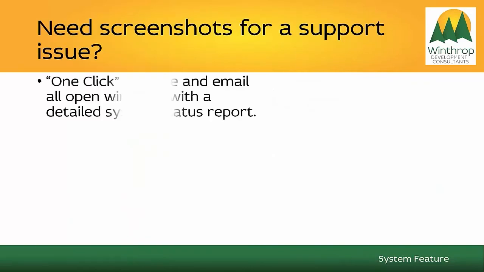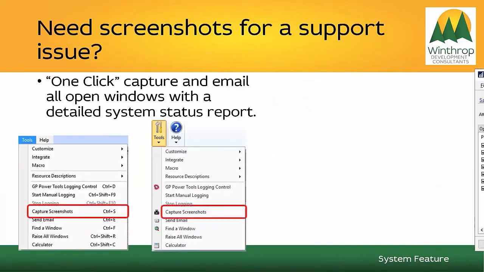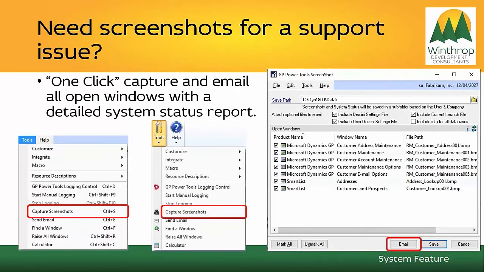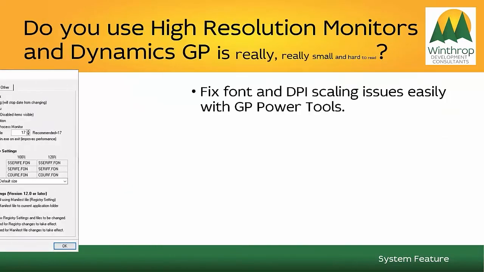If you need screenshots, instead of having to capture each screen individually, you can just select Capture Screenshots or press Ctrl+S. It'll list all the windows that are open. You can then just say, I want these ones, and click it and email off to whoever it needs to go to. It also sends a whole lot of other information that makes it really easy for support teams to deal with.